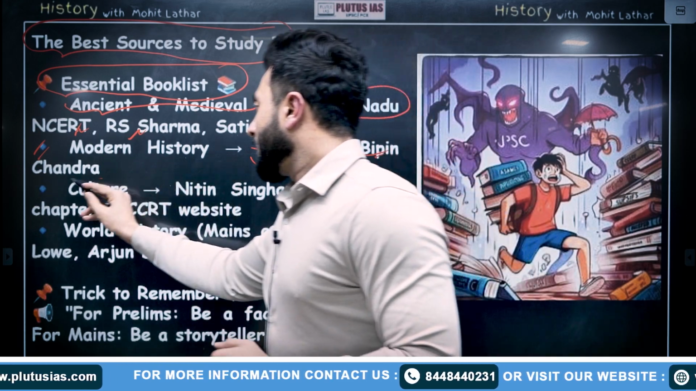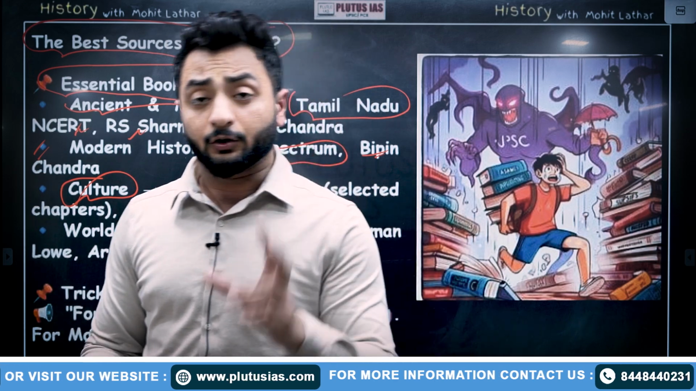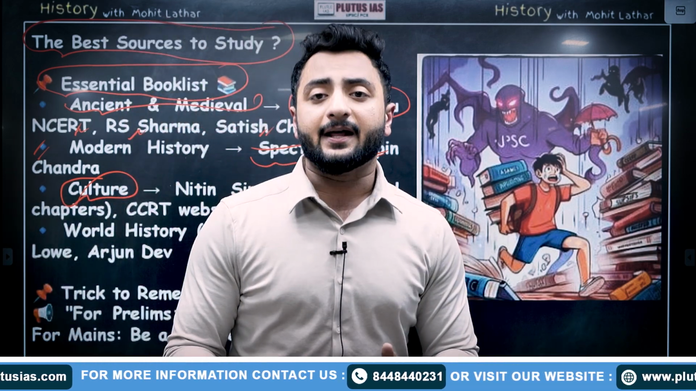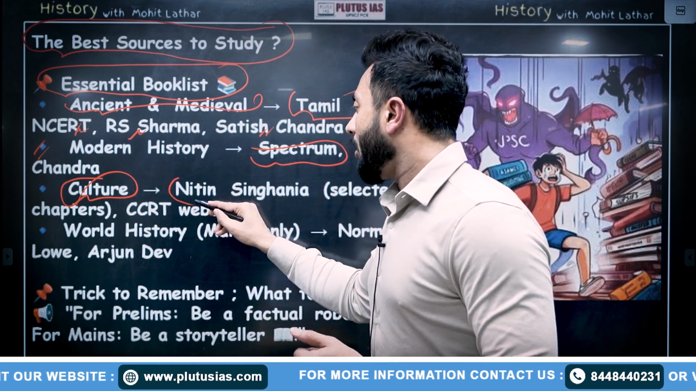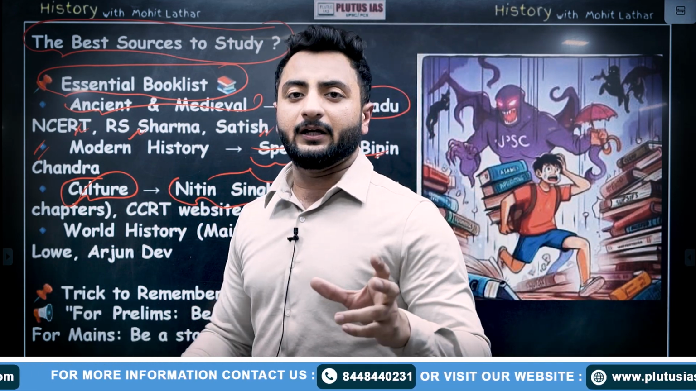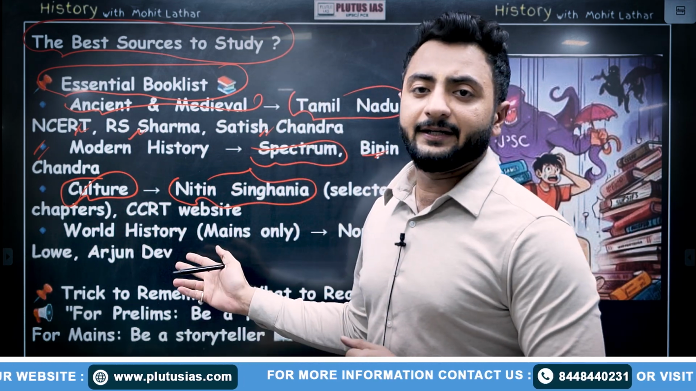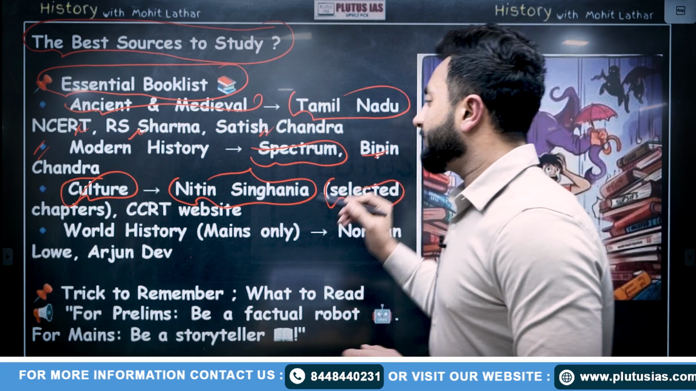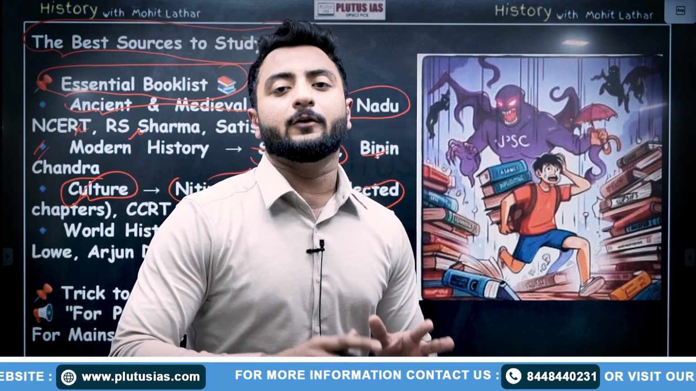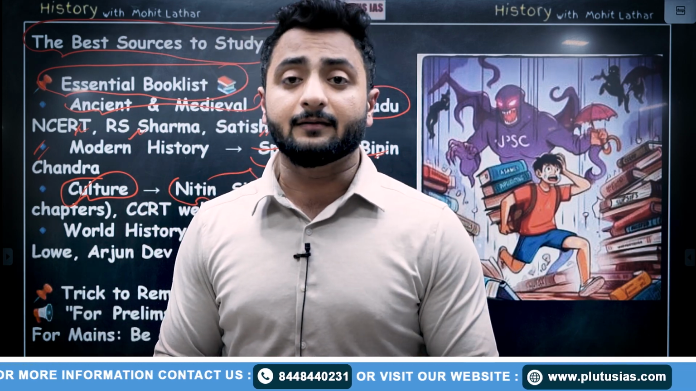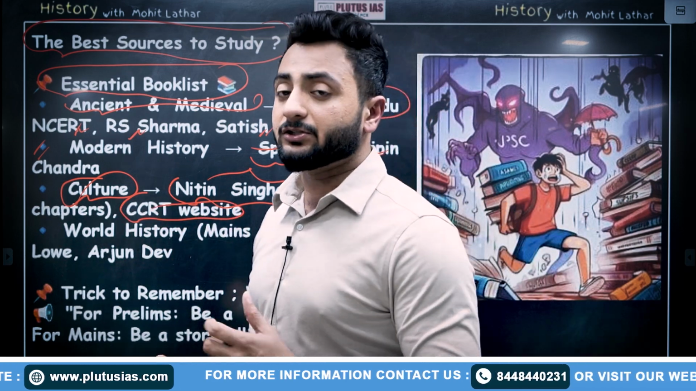Coming to the culture part, we must focus specifically on those areas which are asked again and again in the prelims examination, like Buddhism and Jainism. We must focus on these topics from the books in the market, and the most covered book is Nitin Singhania. You can read this book selectively. From its chapters, we will pick those topics that are asked in the exam again and again. And we can also follow the CCRT website, the culture website.